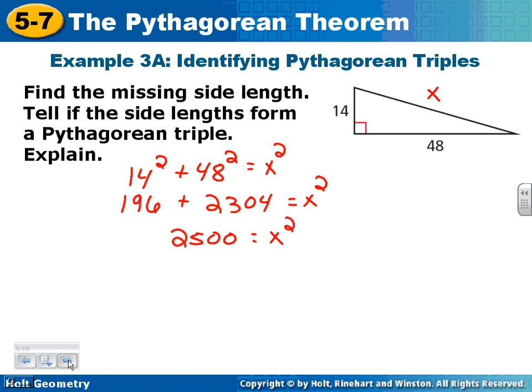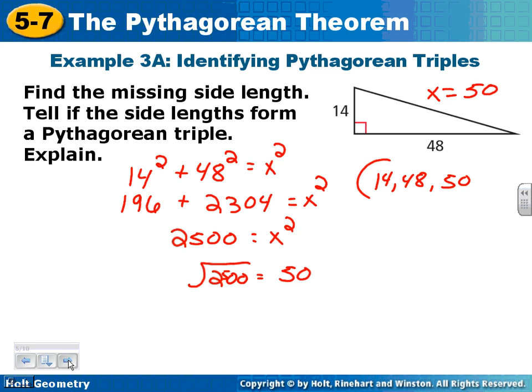Is that a perfect square? Yes. The square root of 2,500 equals 50. So this X up top is 50. I didn't get a decimal. 50 is a whole number. So yes, 14, 48, 50 does make a Pythagorean triple.